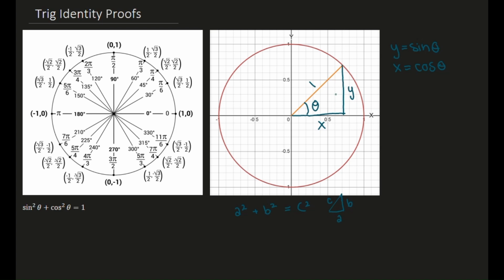Our sides are x and y, so we can say that's x squared plus y squared equals the hypotenuse squared, right? Well, what did we just say our x value was? Our x was the cosine value, so that's cosine squared. And what did we just say our y value was? That's the sine value, so sine squared. And what did we just say the hypotenuse was? That's 1, and 1 squared is still just 1, so that equals 1. So that's where this particular trig identity comes from.